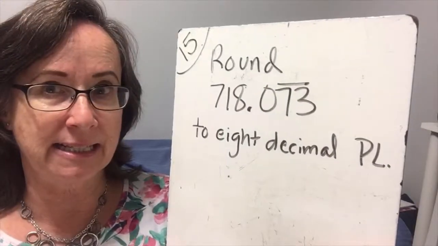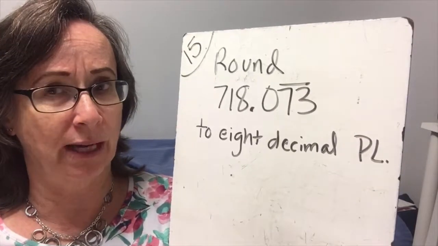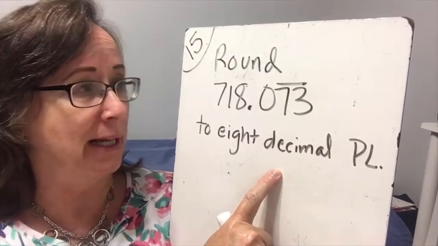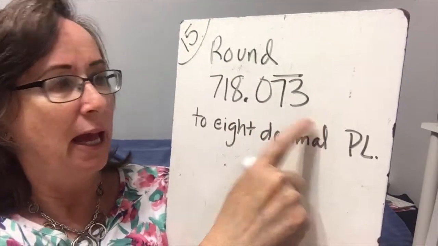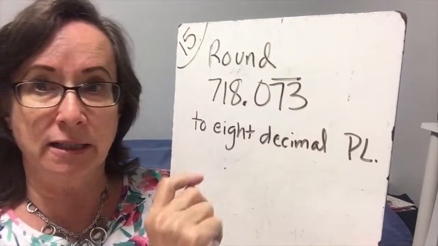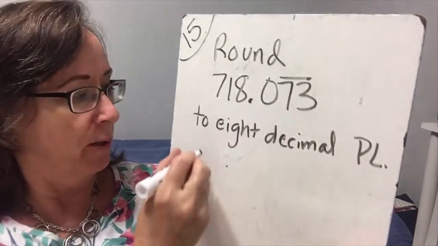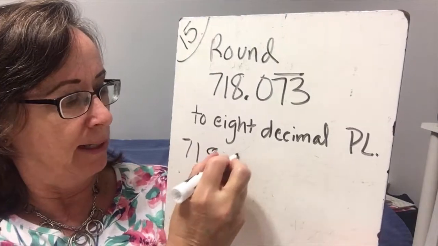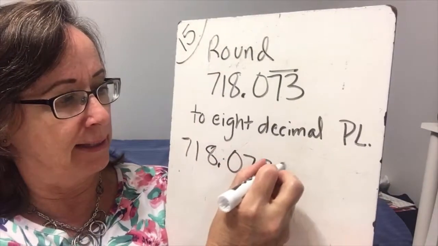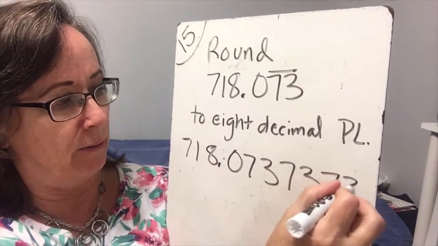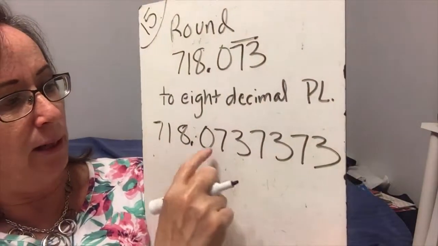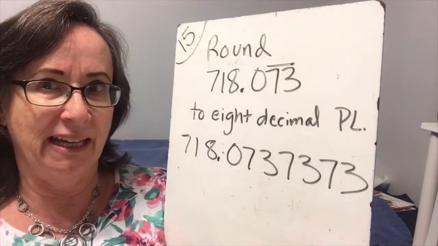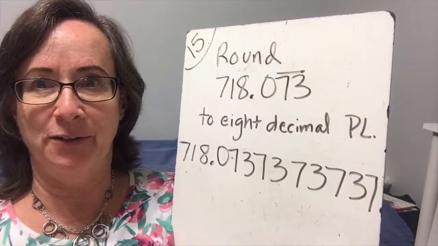Now this is the next example, and we're going to have to take this one out quite a bit further because they're telling us to round it to 8 decimal places, and right now it's only 3. But notice that the bar is over 7.3. So we're going to write 718.0737373. Okay, now I have 1, 2, 3, 4, 5, 6, 7. I'm going to have to go 2 more. I think I wrote too big. I did better this time.